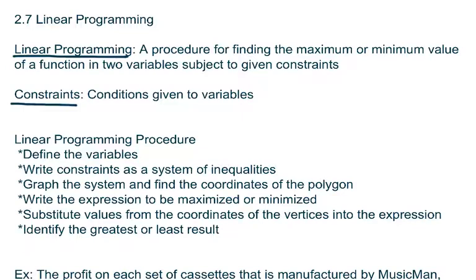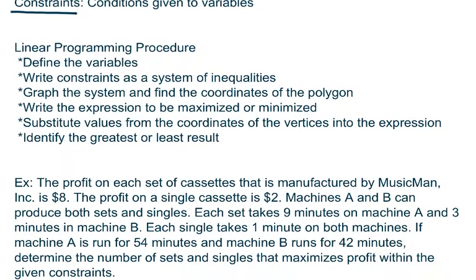Like in the story problem in section 2.6, it was about the number of pounds of butter in a batch, or the number of tins of cookies that they could produce in a day. Those are constraints. Okay, so the procedure for linear programming, you can see there. Step number one, we have to define the variables. What does X represent? What does Y represent? Step number two, write your constraints as a system of inequalities. You might have two, you might have three, you might have five. It's really going to depend on the situation.